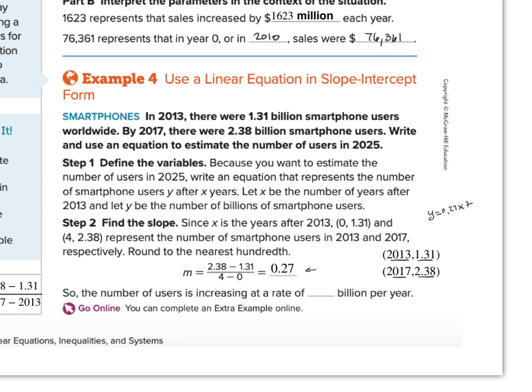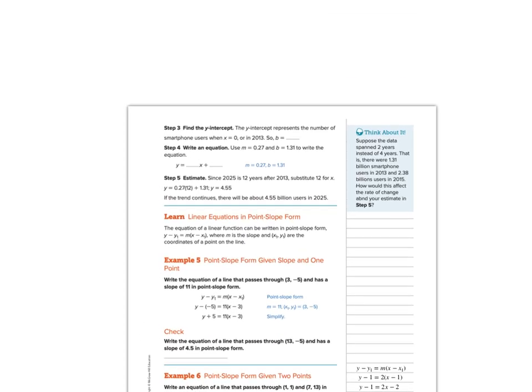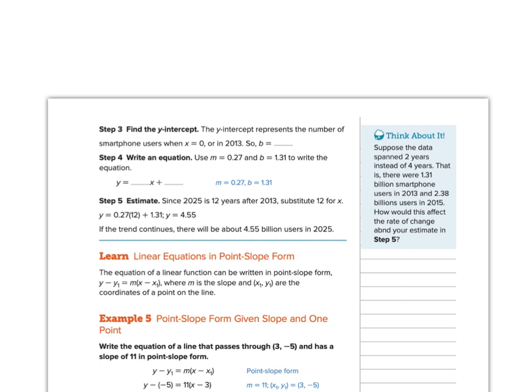So I have y equals 0.27x plus, what was my starting point? So 0.27 billion per year is what they come up with. 2013, 1.31, we just came up with, and then the y-intercept represents the number of smartphones used when X is 0, or where we started. And then write that equation, I think 0.27x plus 1.31 is going to be the values.